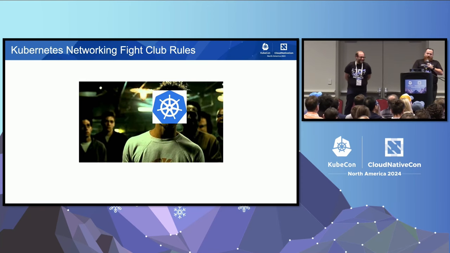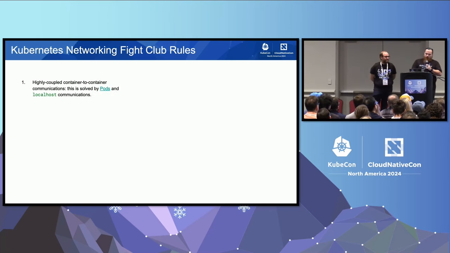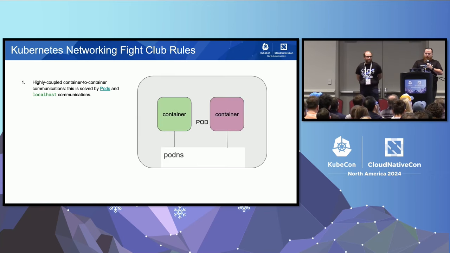So we're going to talk about how all of this works together and how we make those Kubernetes abstractions. I like to call them the Kubernetes Networking Fight Club rules. And so we talked about the two containers talking to each other through that network namespace. And so we get this first rule: highly coupled container-to-container communication is solved by localhost communication. So this is a complete copy of the network stack. So these two processes can talk to each other over localhost.